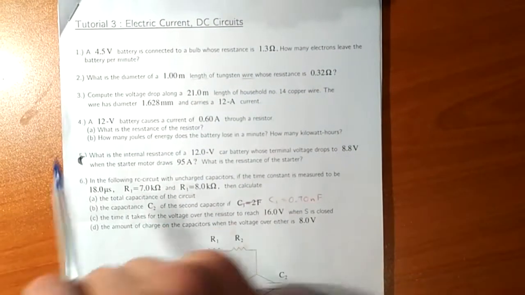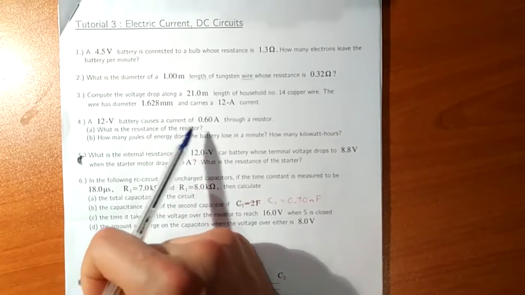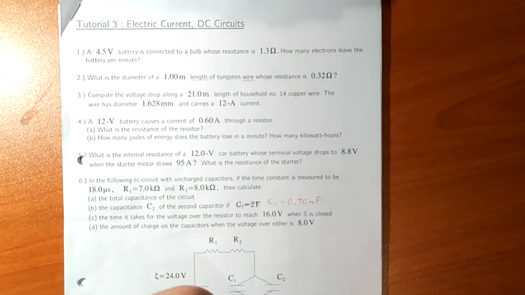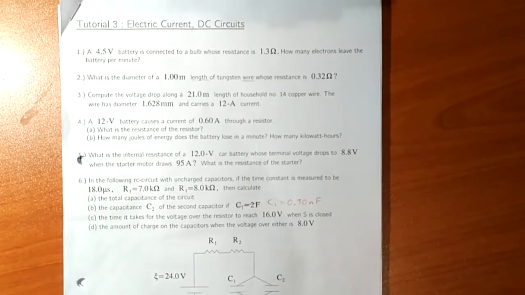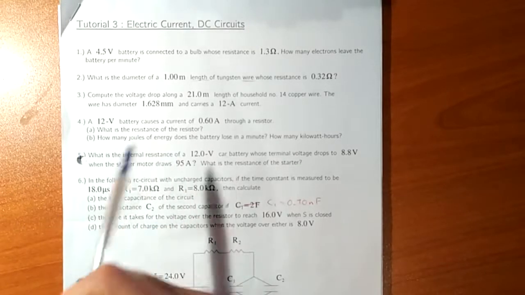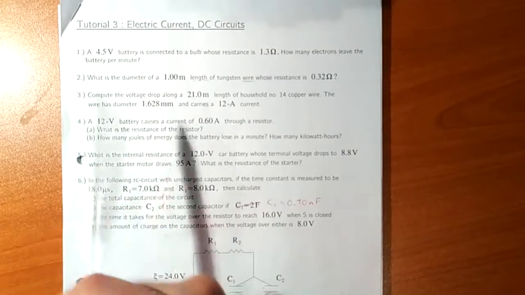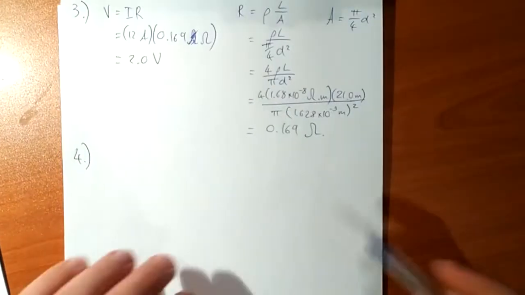Okay, so what do we have here? We've got a 12-volt battery that causes a certain current through a resistor. So presumably it's just the battery and the resistor in the circuit. What is the resistance of the resistor? Just like in the first question, I would reason that this 12 volt is over the resistor as well.